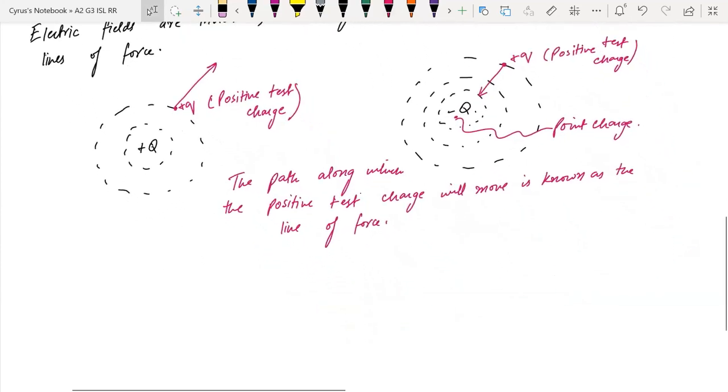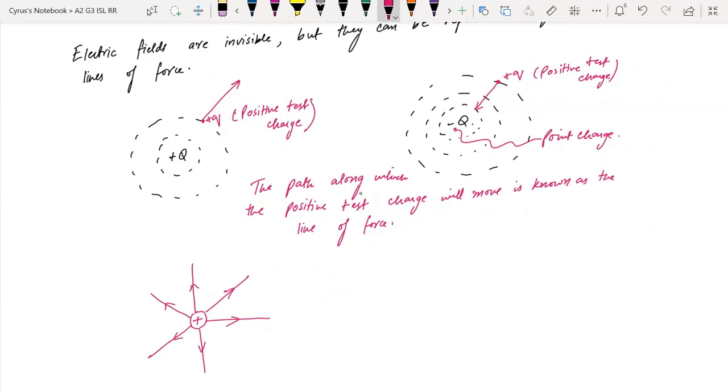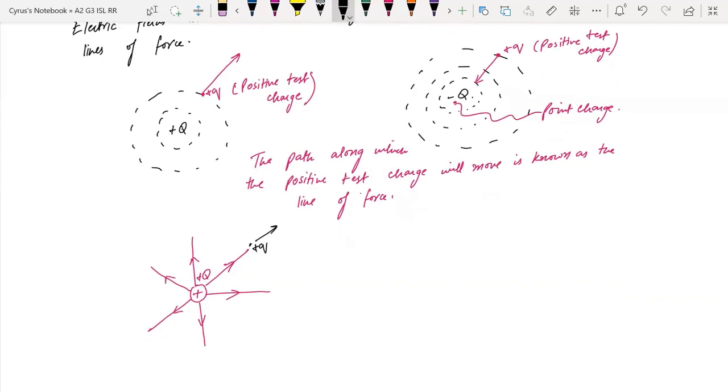तो अगर आपके पास isolated point charge है, for example ये positive charge है, तो ये positive charge से electric lines of force बाहर की तरफ निकलती है, like this, like this. This is a positive charge plus q, और यहाँ पे अगर टेस्ट चार्ज आ जाता तो that would have been moving in this direction, right? This is an isolated positive point charge.